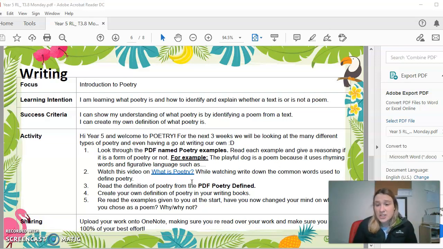And then what you're actually going to do at the very end is reread the text that you did at the start, and go back through and go, okay, now I know what a definition of poetry is. Is this actually a poem? Why not? Okay, so you will probably change your mind, okay, and explain the reasons why and why not, okay.